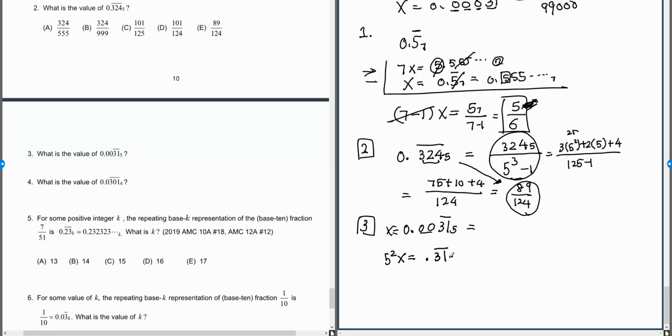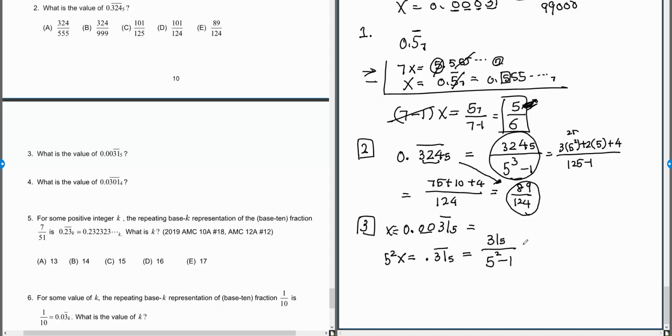0.31 decimal 5. Alright, now let's find this decimal. This is how much? 31.5. Move to the right 2 digits, move to the front. What is that? 5 squared, isn't it? n minus 1 over 31.5. Is it okay? Alright.